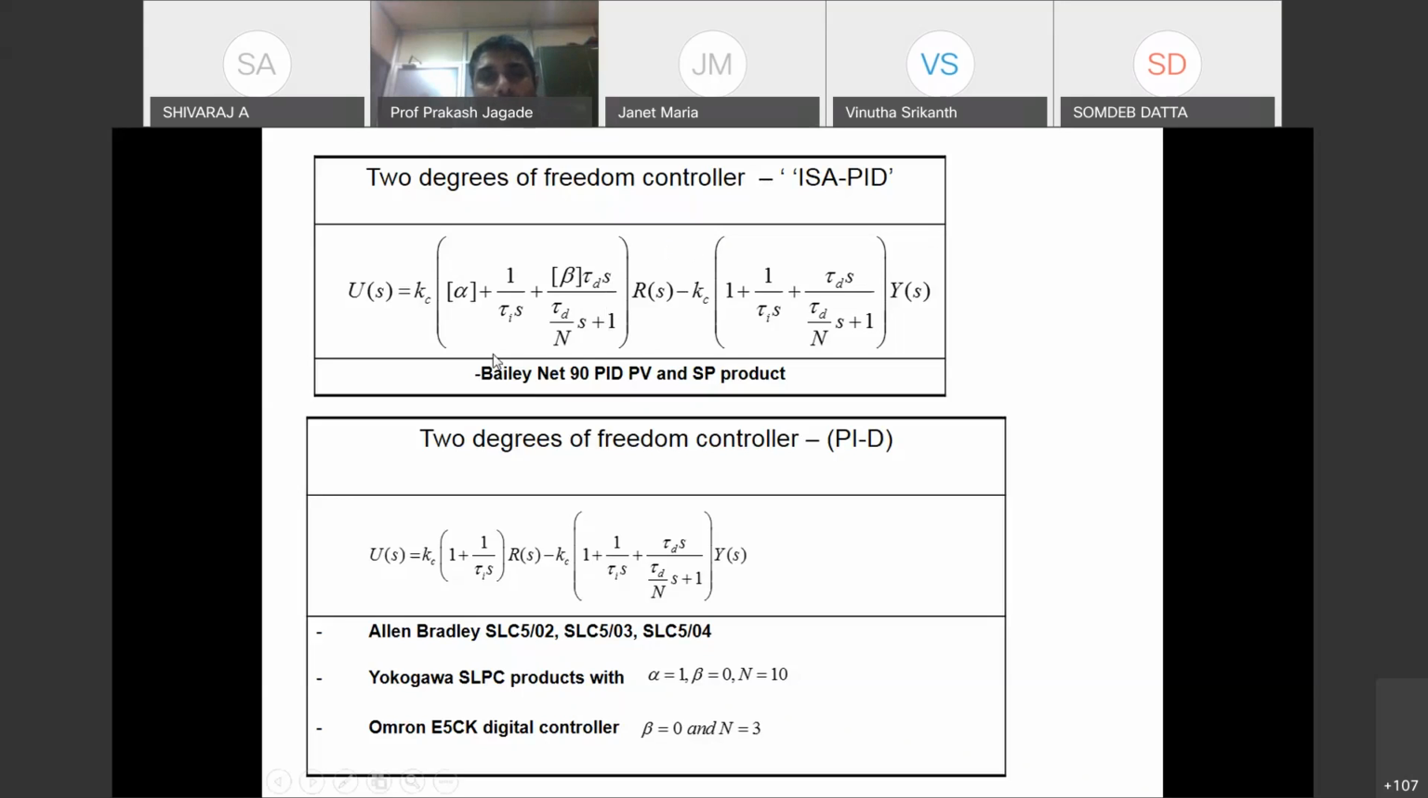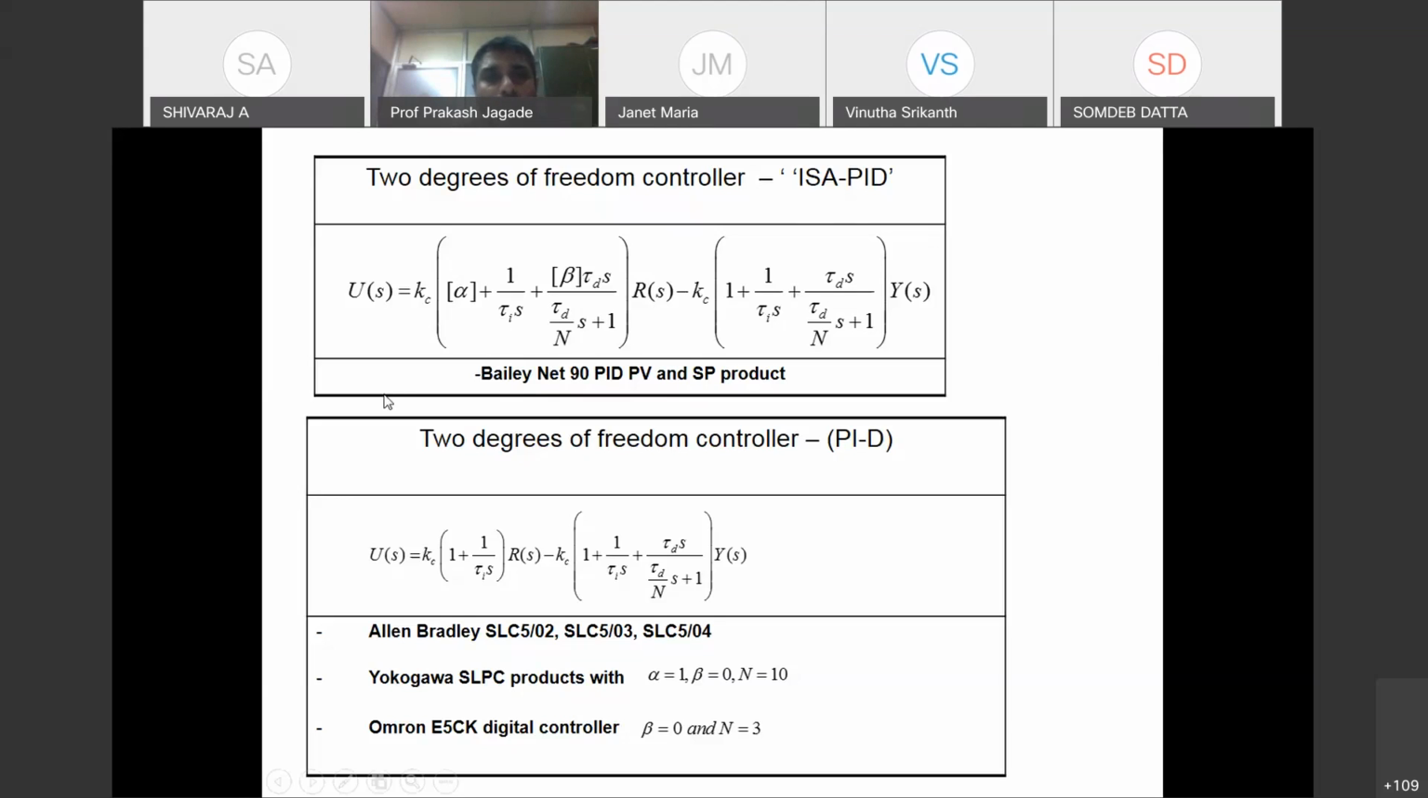And this transfer function has been realized in the form of an algorithm, and you can see it in Bailey Net 90 PID. This has been named as an ISA type PID controller. ISA is nothing but International Society of Automation. It's a professional body, and they set the standards for automation, and this structure has been recommended by ISA. So there are PID standards available, and ISA has proposed this particular standard.